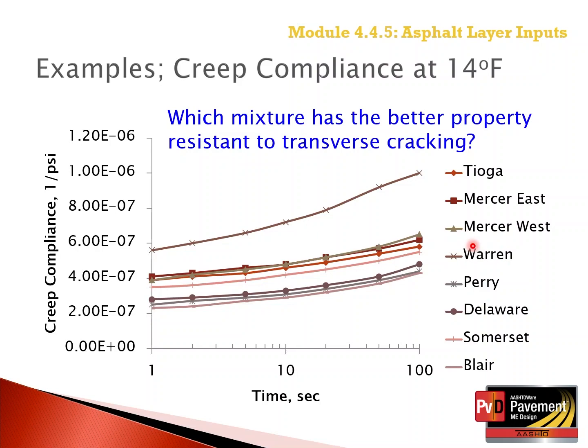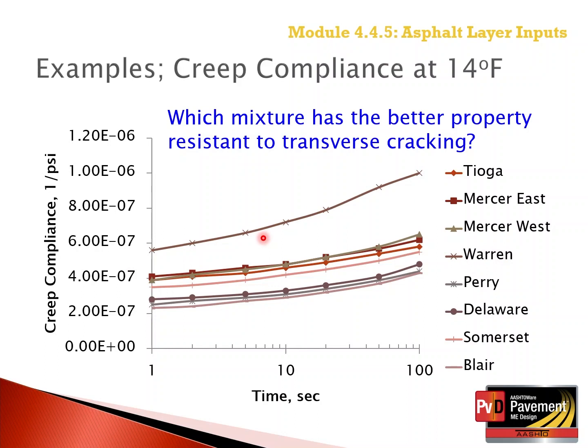The wearing surface mixture defined as the Warren mix, and that's the cross solid line, would have the shortest length of transverse crack predicted by the PMET software.